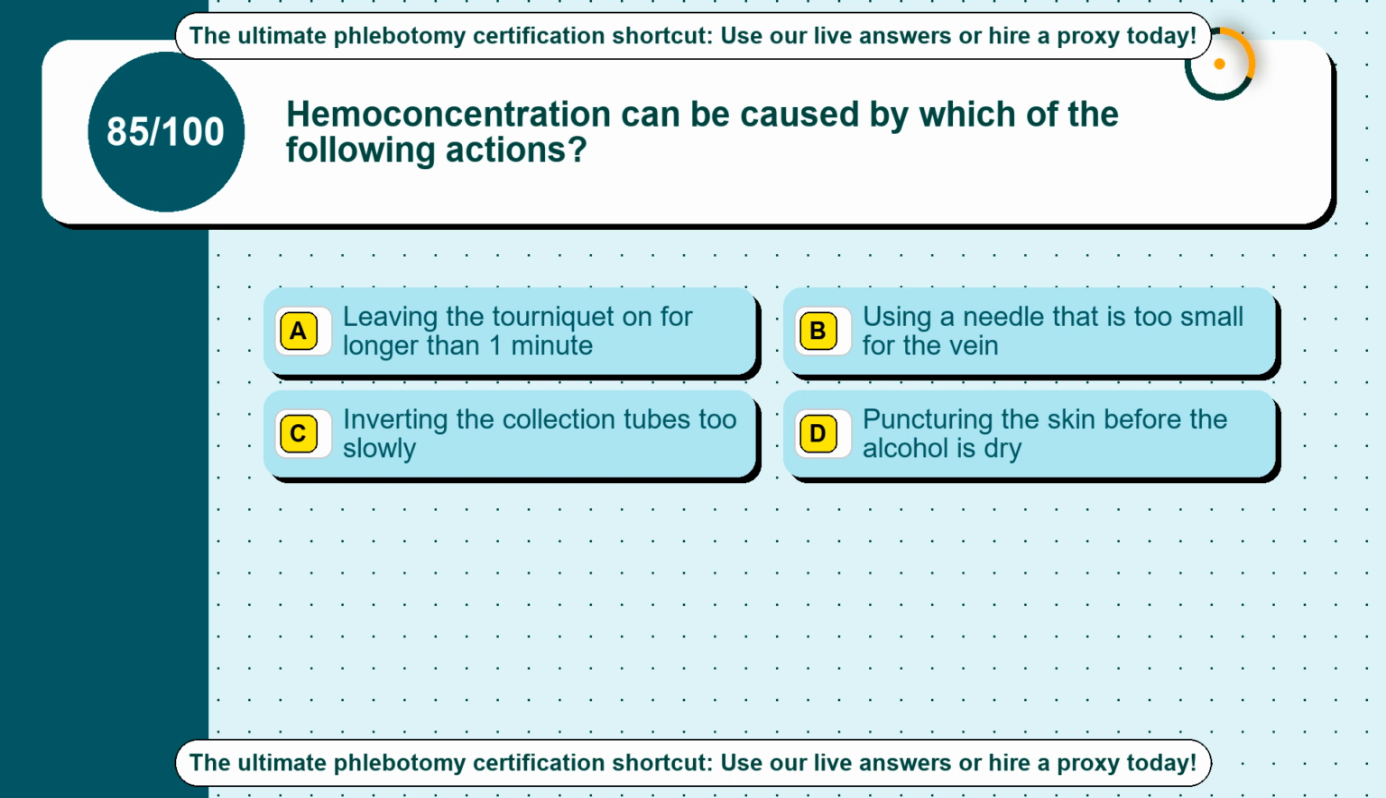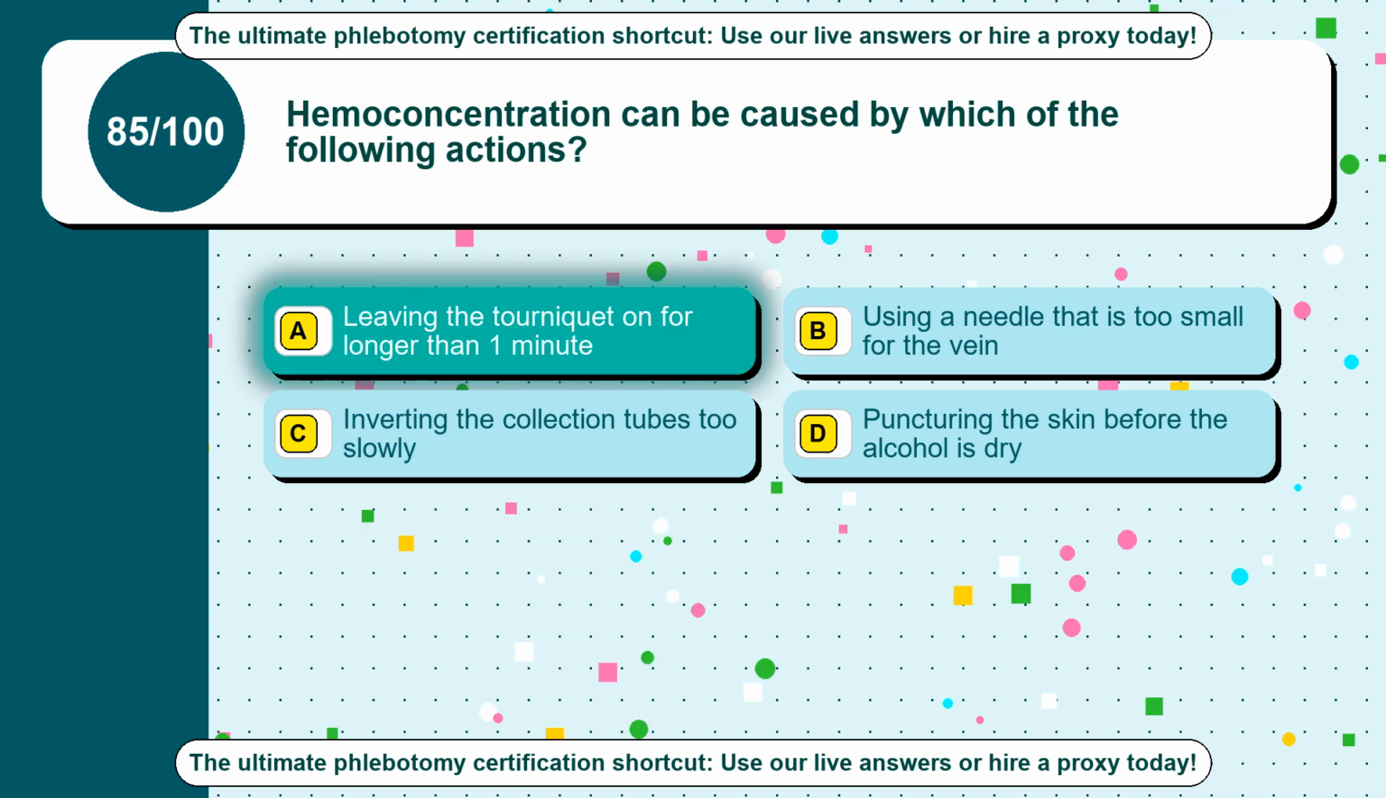Option C, inverting the collection tubes too slowly. Option D, puncturing the skin before the alcohol is dry. The correct answer is option A, leaving the tourniquet on for longer than 1 minute.